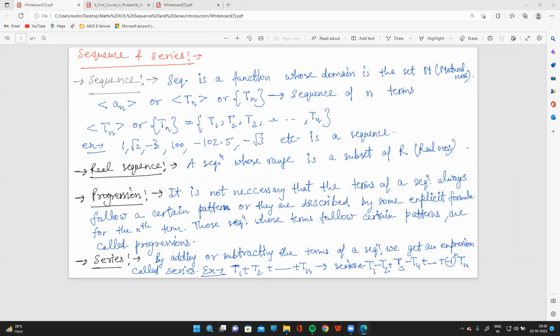This is what I have made about the word sequence. Sequence is a function whose domain is the set of natural numbers, can be represented with an, tn, just like this, sequence of n terms. Sequence of n terms means t1, t2, t3 up to tn. And I have also explained this with an example that this is a sequence.